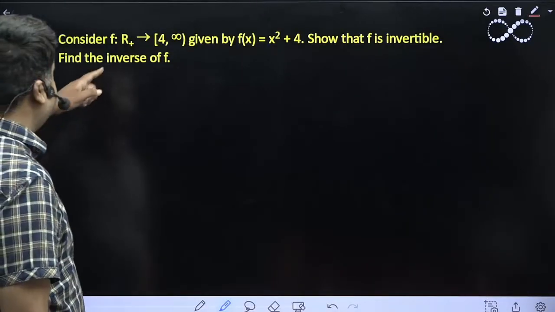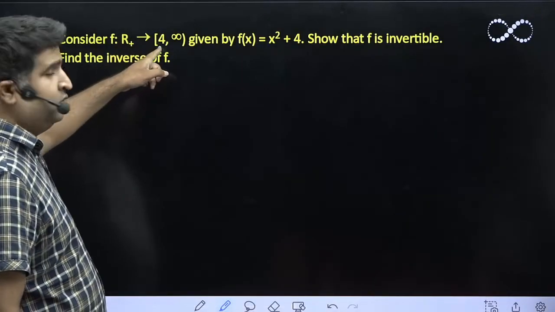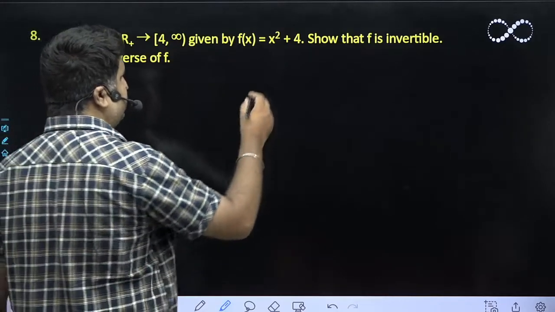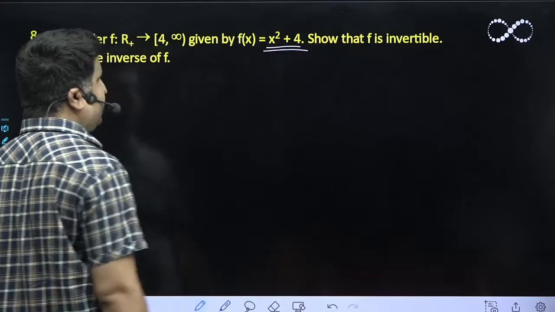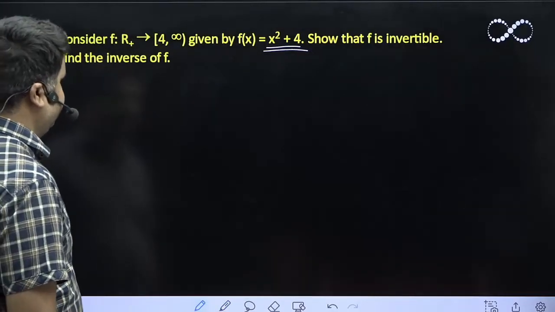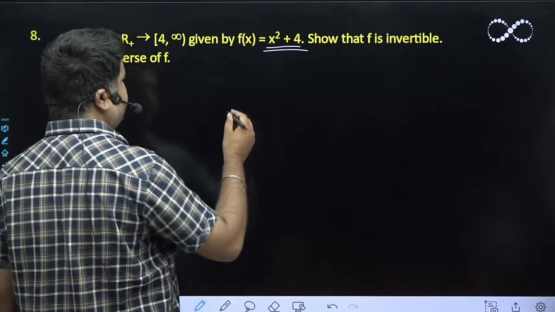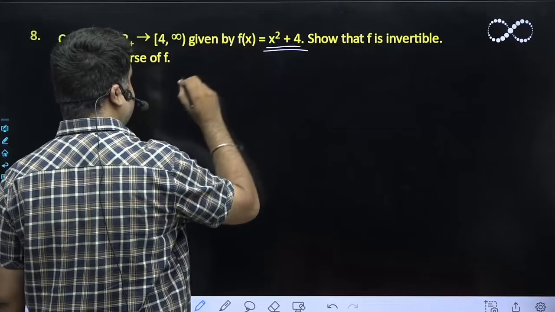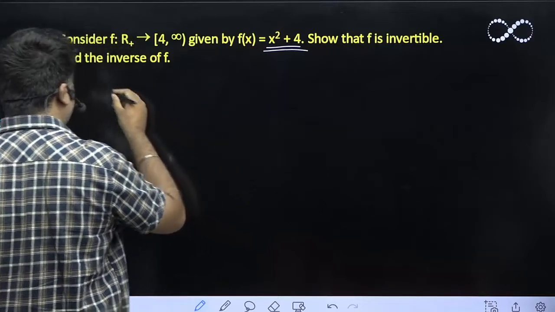So this function is defined from R plus, that is 4 to infinity, right? Given by f(x) is equal to x squared plus 4. Show that this function is invertible and find the inverse of f. So it's a very easy question. We have to first show that this function is invertible.